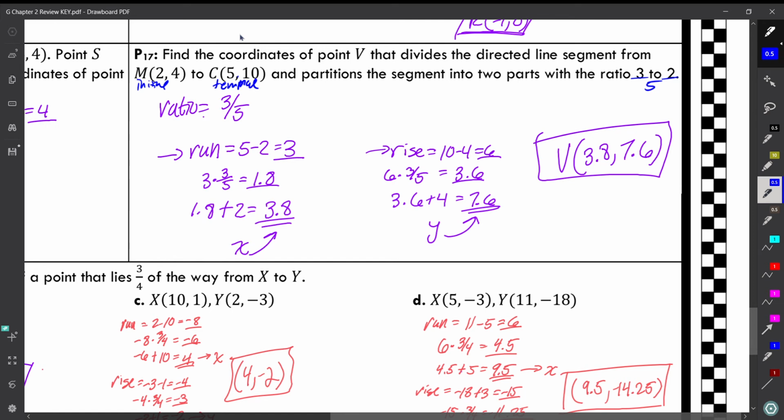For the rise, you do 10 minus 4, you get 6. Multiply that by the 3/5. In my calculator, I get 3.6. Add that to the 4 from M, and you get 7.6 for the y-coordinate of the new point. So the point has coordinates (3.8, 7.6).